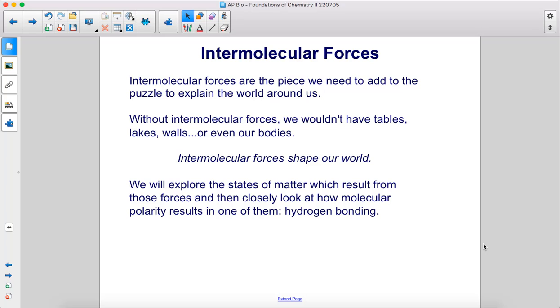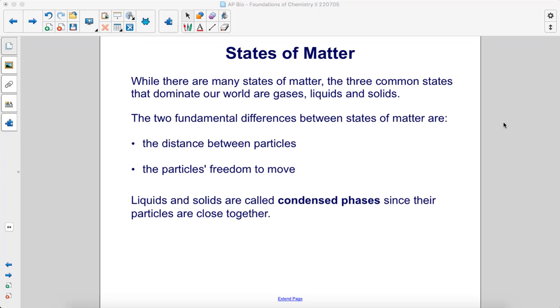We will explore the states of matter which result from those forces and then closely look at how molecular polarity results in one of them, hydrogen bonding. While there are many states of matter, the 3 common states that dominate our world are gases, liquids, and solids. The 2 fundamental differences between states of matter are the distance between particles and the particles' freedom to move. Liquids and solids are called condensed phases, since their particles are close together.